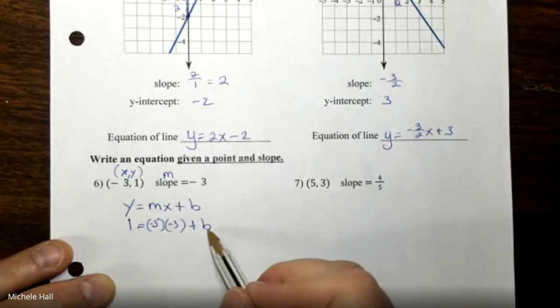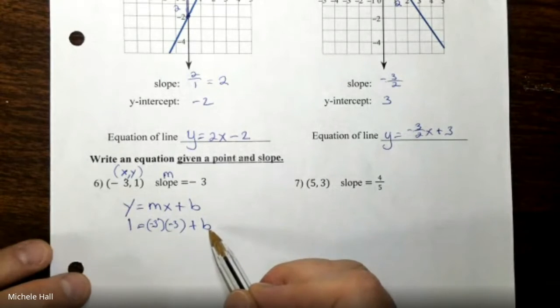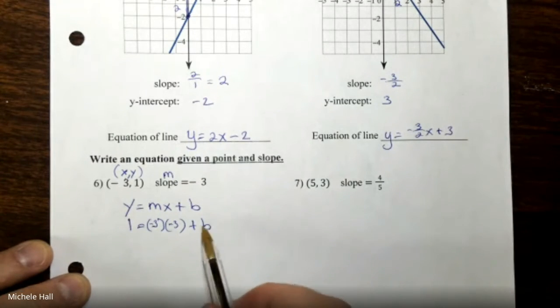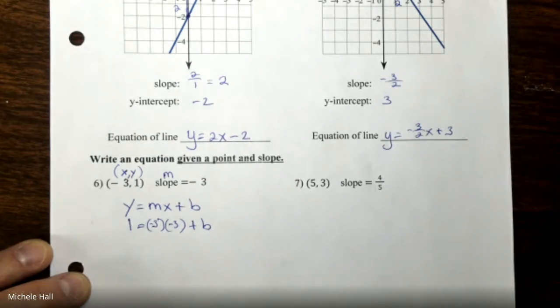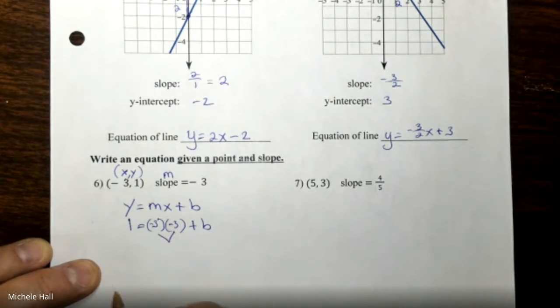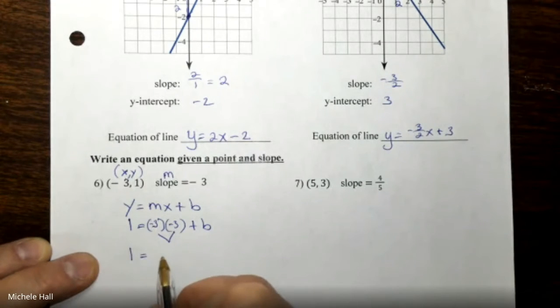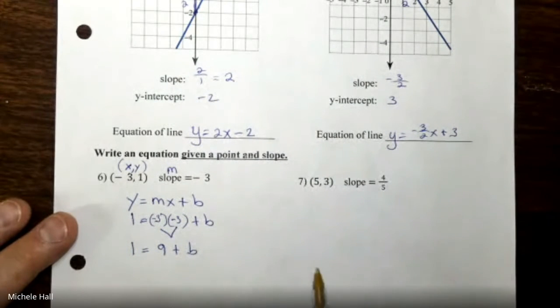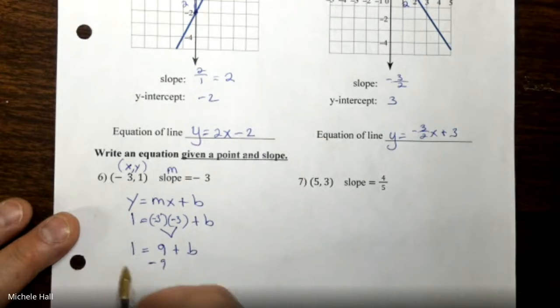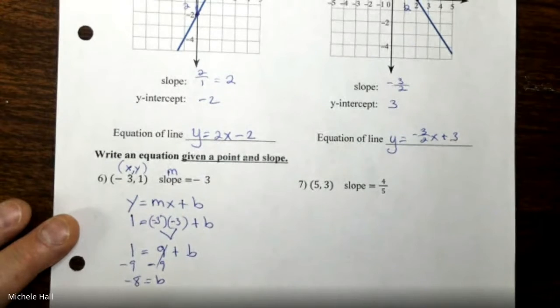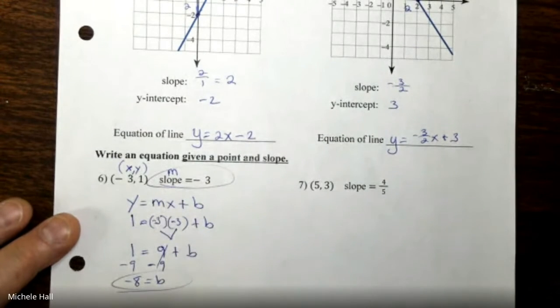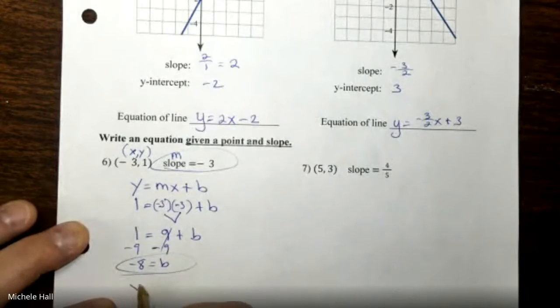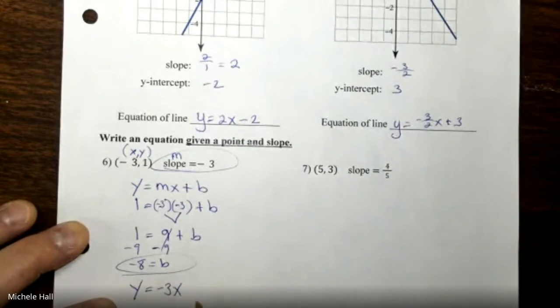If I have m and I have b, I can write an equation of a line. We do not have the y-intercept b, and we're going to solve this equation to find out what b is. First, we have to start by simplifying the multiplication. -3 times -3 is 9 plus b. Now we have a one-step equation. We're going to solve for b. Subtract 9 from both sides of the equation, and we get b equals -8. If I have m and I have b, I can write an equation of a line. Y equals -3x for my slope, -8 for y-intercept.